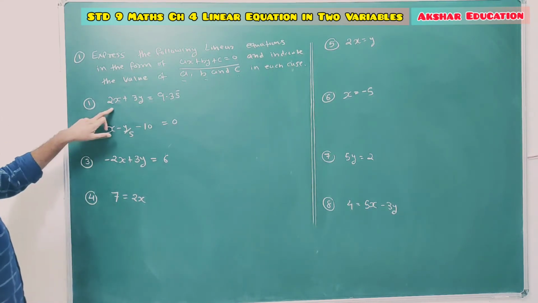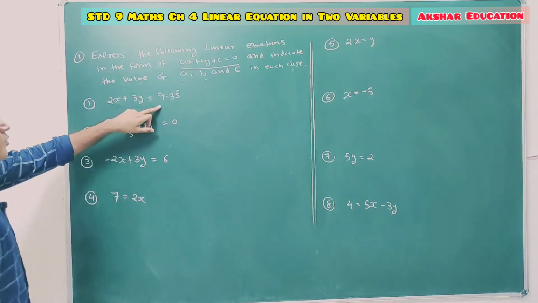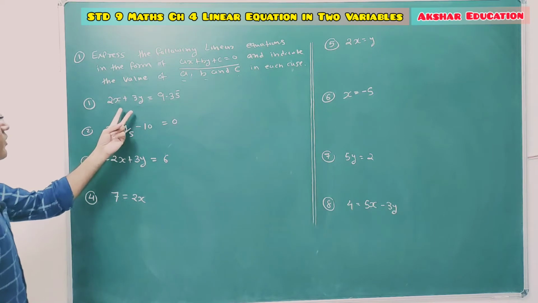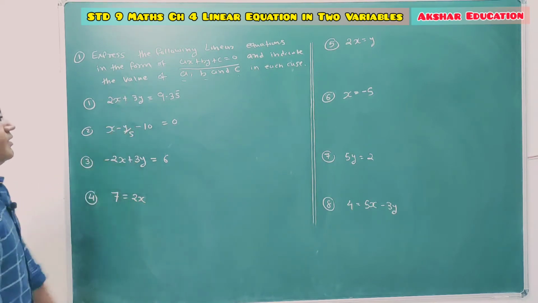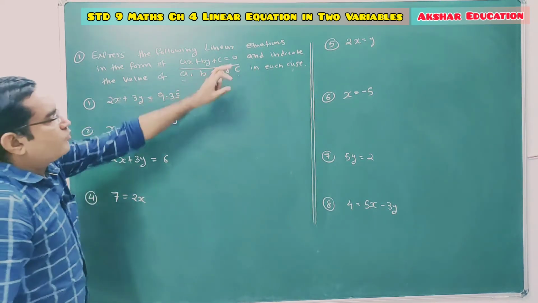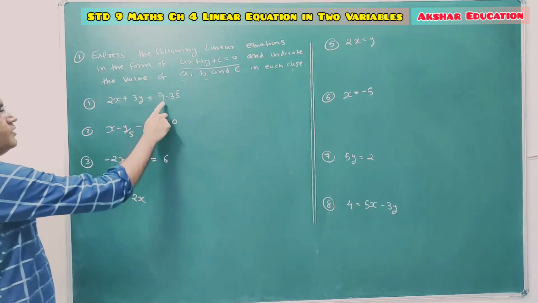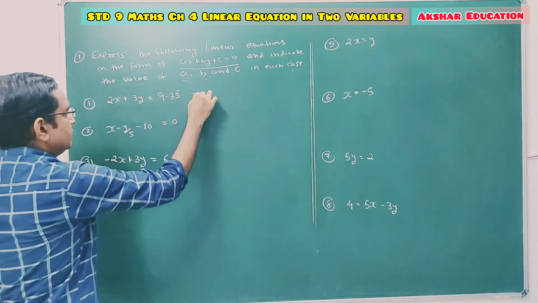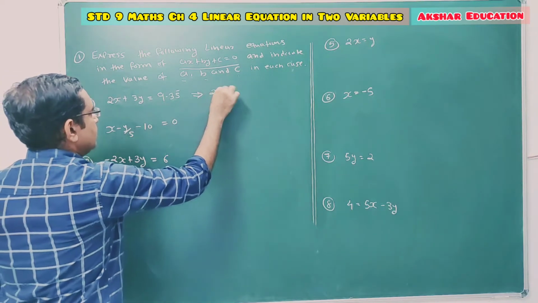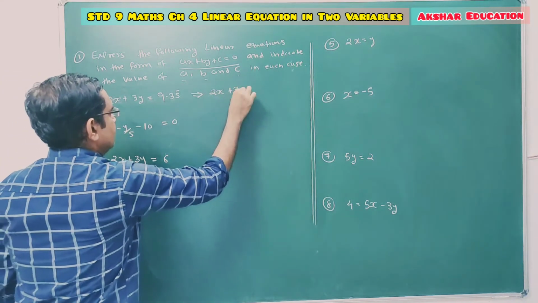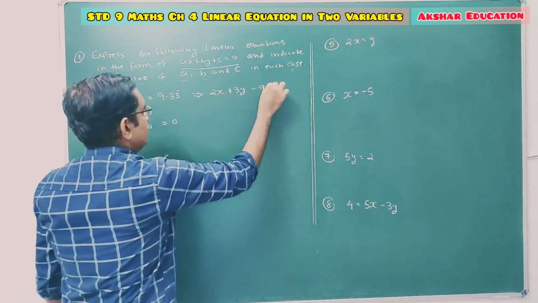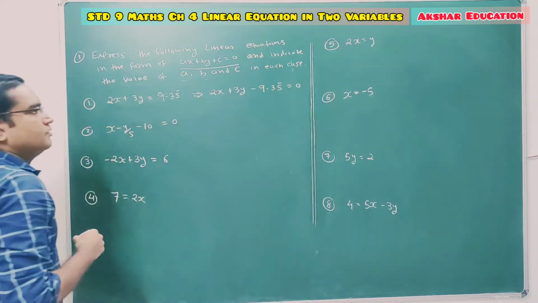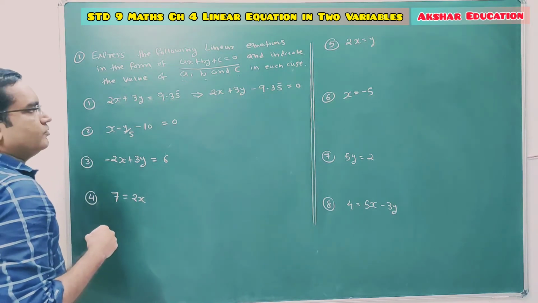So here we are given 2x plus 3y equal to 9.35 bar. First you have to write this given equation in two variables in the standard form. Standard form is the equal to 0 form. So first you have to take this 9.35 bar to the left hand side. So the standard form of the equation is 2x plus 3y minus 9.35 bar equal to 0. Done. This is the standard form.